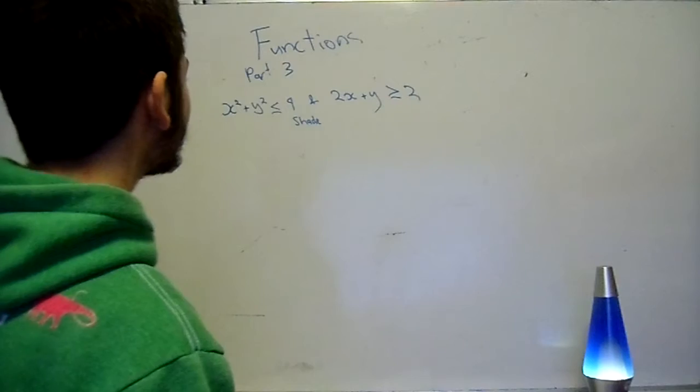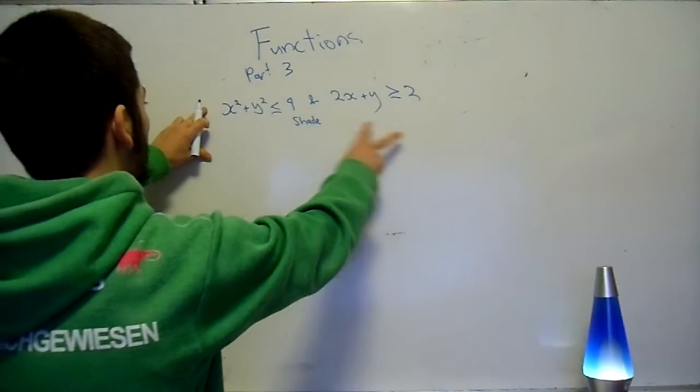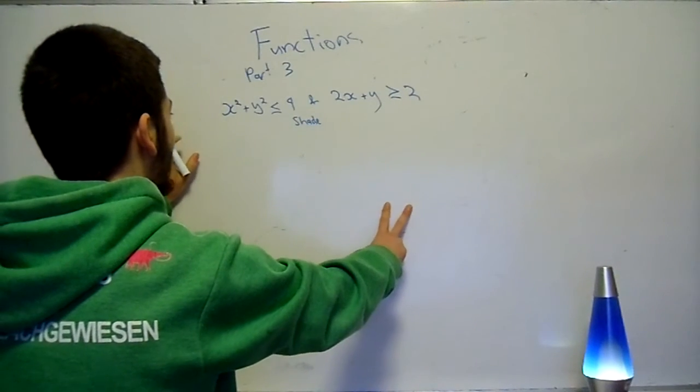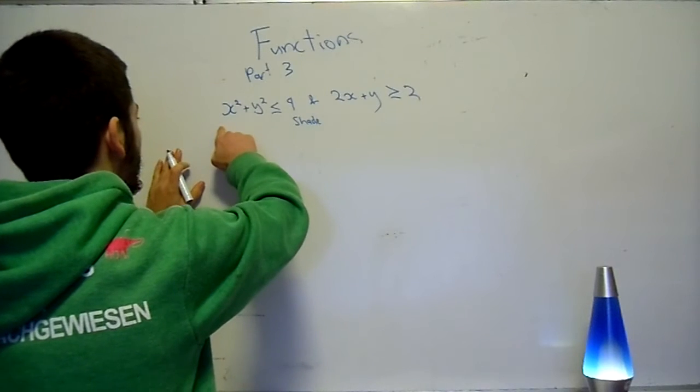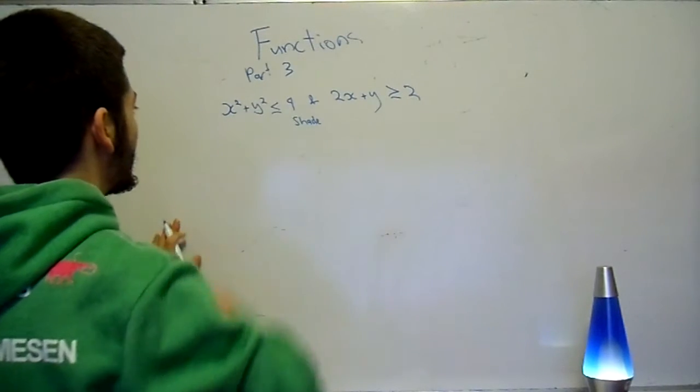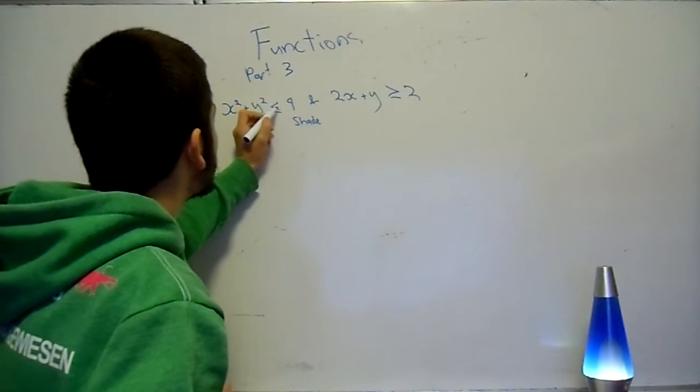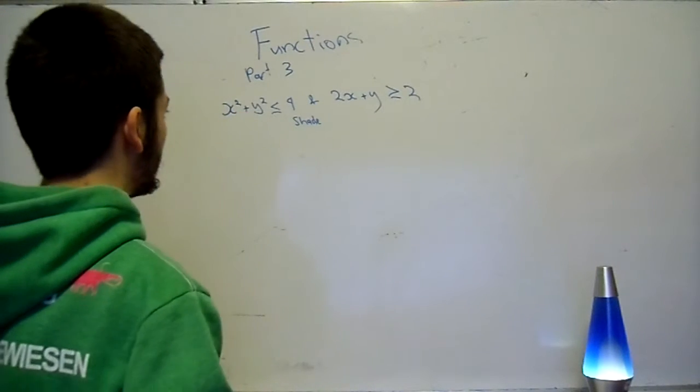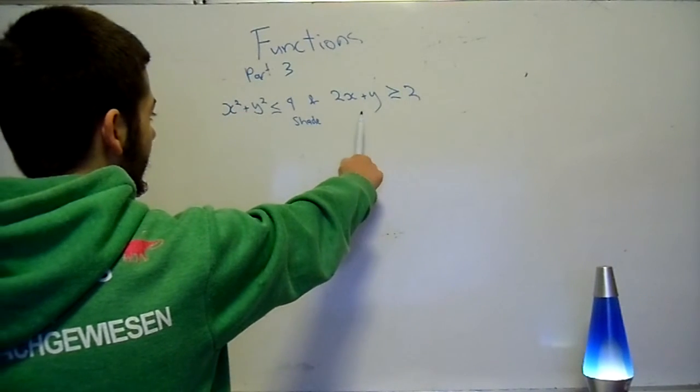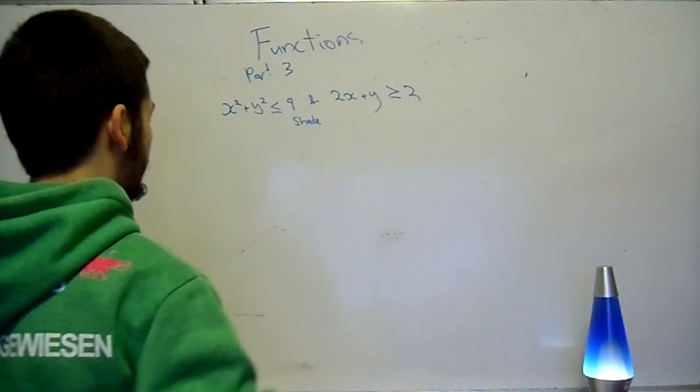Alright, let's begin. They've given us two equations and we're going to shade the area in between them. So we've got one which is x squared plus y squared is less than or equal to 9. And we've also got one which says 2x plus y is greater than or equal to 2.